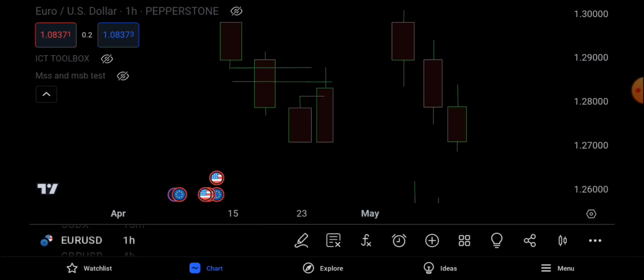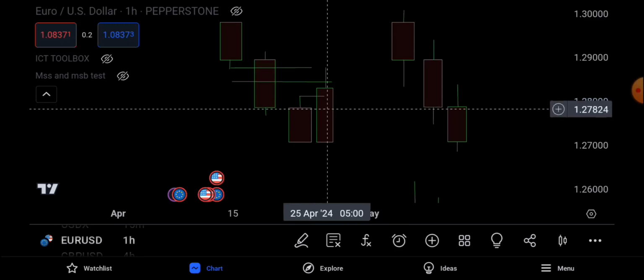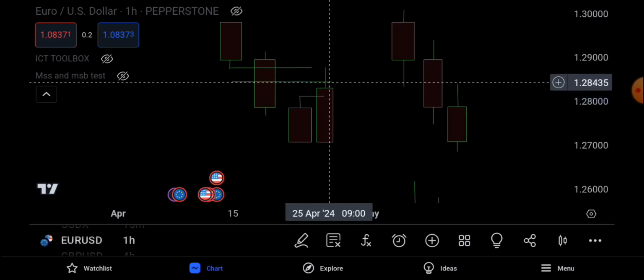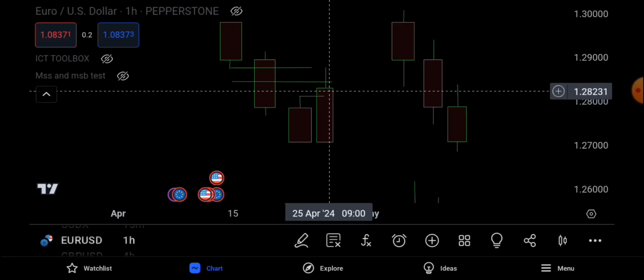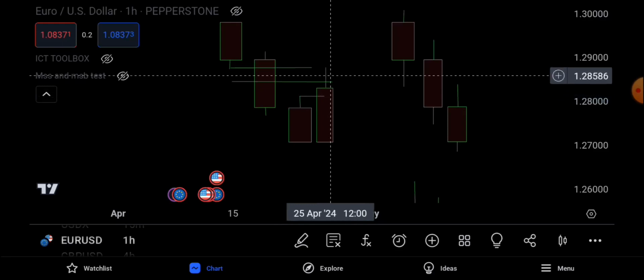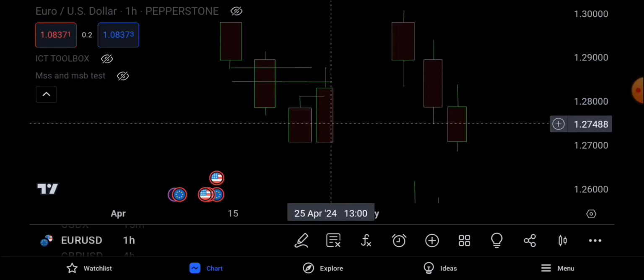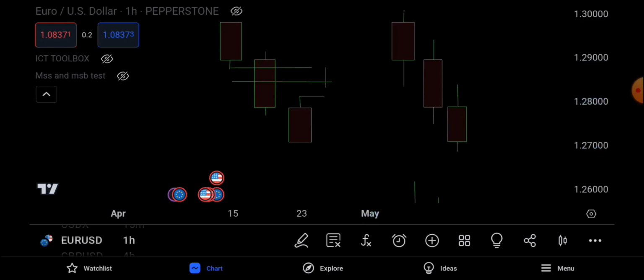I hope that was clear enough. Just a quick rundown of what I explained. To validate or invalidate a fair value gap, you want the candlestick that balances the fair value gap, which is this one here, to close below the 50% of the fair value gap. Anything that closes above that 50%, we shall invalidate that entire fair value gap.